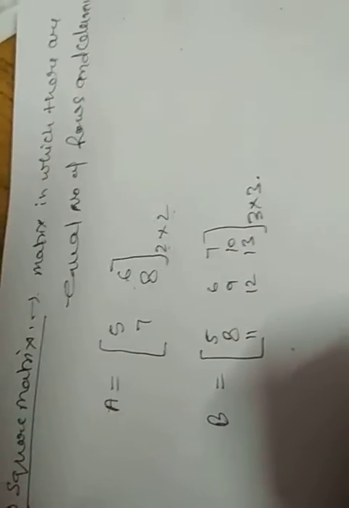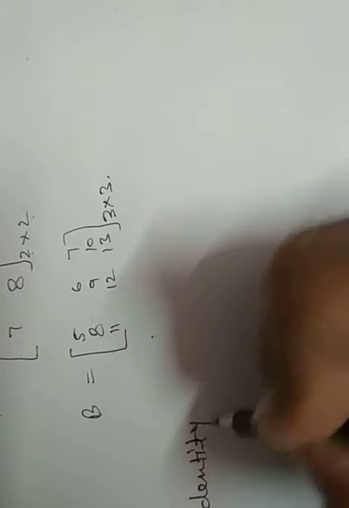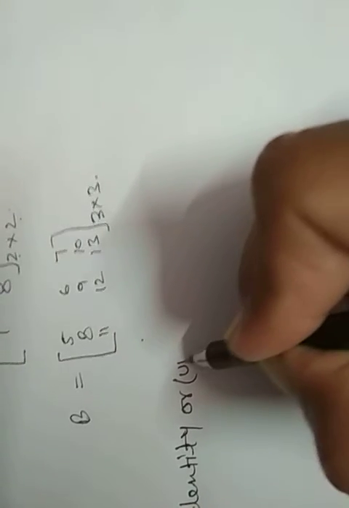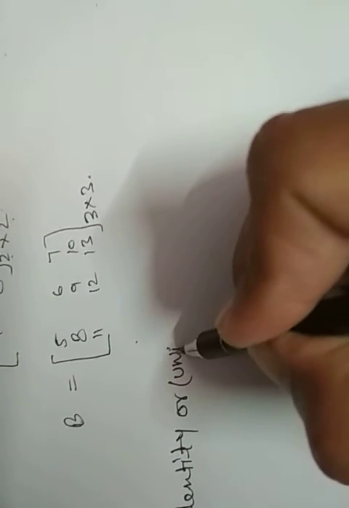Then one more important term is identity matrix. Identity or unit matrix. This is also called unit matrix.